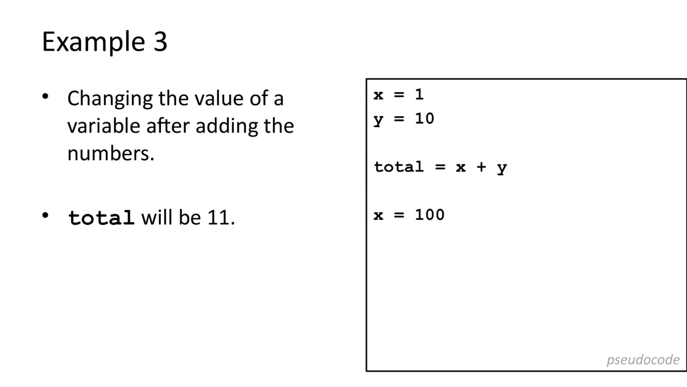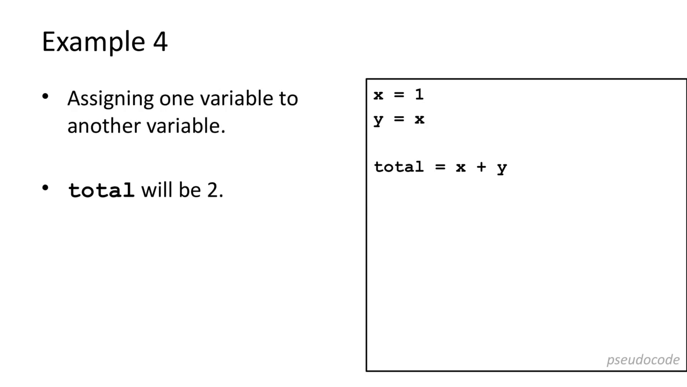In this example, we also changed the value of x from 1 to 100. However, we do it after having added the 2 numbers. When the total is calculated, the value of x is still 1. So the total is still 11. Changing x after having calculated the total will have no impact on the total.